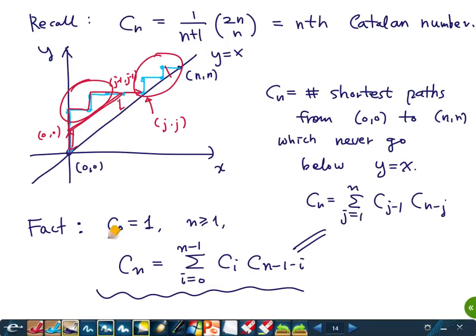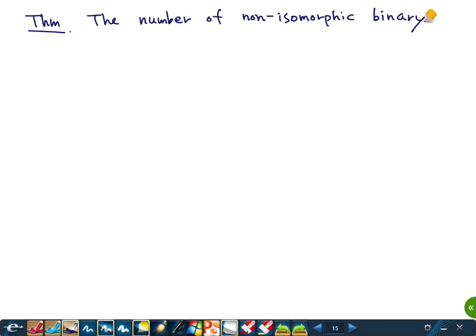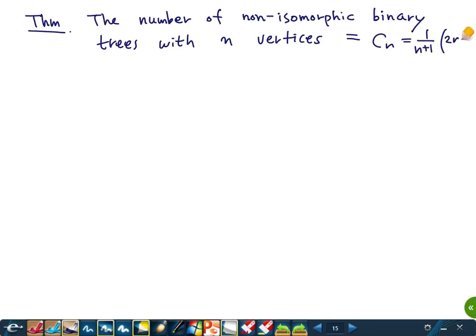So now we know that the Catalan number has this initial condition and this recurrence relation. Now we can show that the number of non-isomorphic binary trees with n vertices is exactly the Catalan number. So let me state the theorem and prove it. Theorem. The number of non-isomorphic binary trees with n vertices equals the Catalan number Cn, 1 over n plus 1, 2n choose n. Proof.